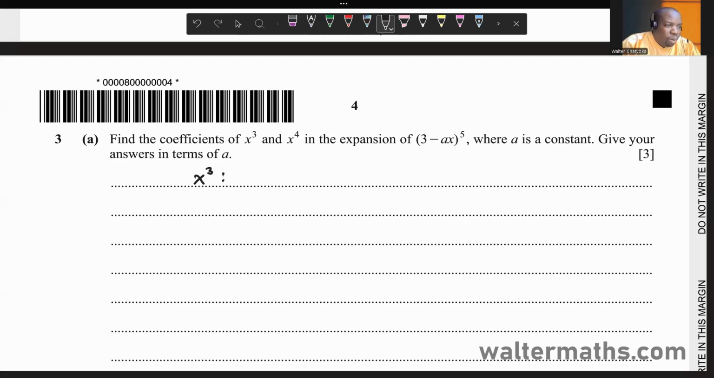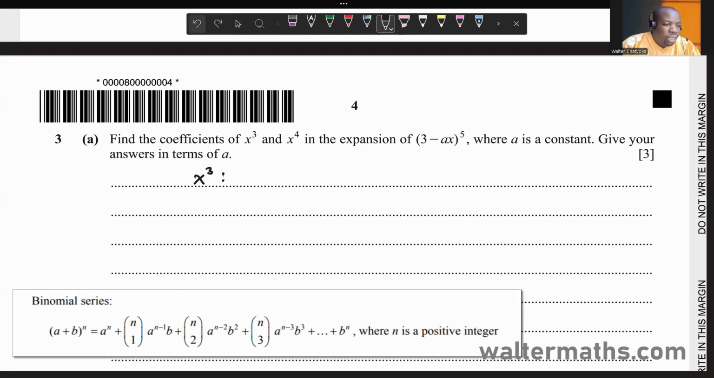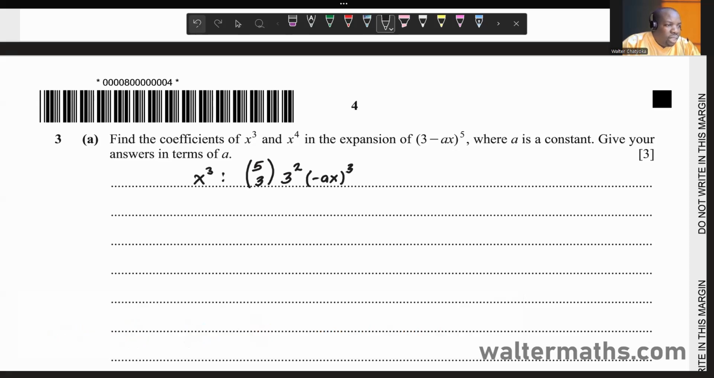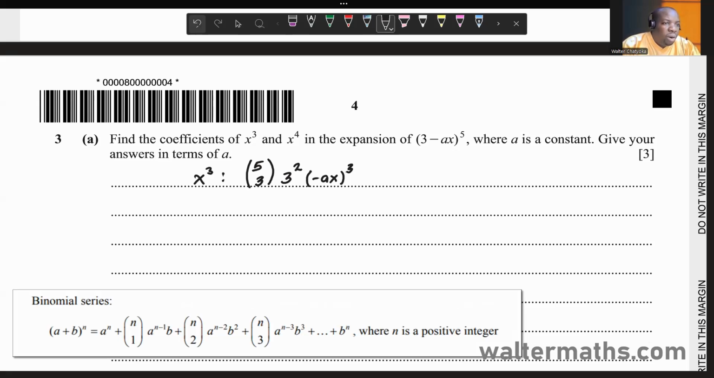Now, the term in x to the power 3 in the binomial expansion would be the term 5 choose 3 of 3 to the power of 2, and that's of (minus ax) to the power of 3. I've taken that from the binomial expansion of (a plus b). So you can see here that the term in x to the power 3 would be represented by this part of the expansion. So n is 5, so that's why we're saying 5 choose 3, and 3 to the power 2 and (minus ax) to the power of 3.